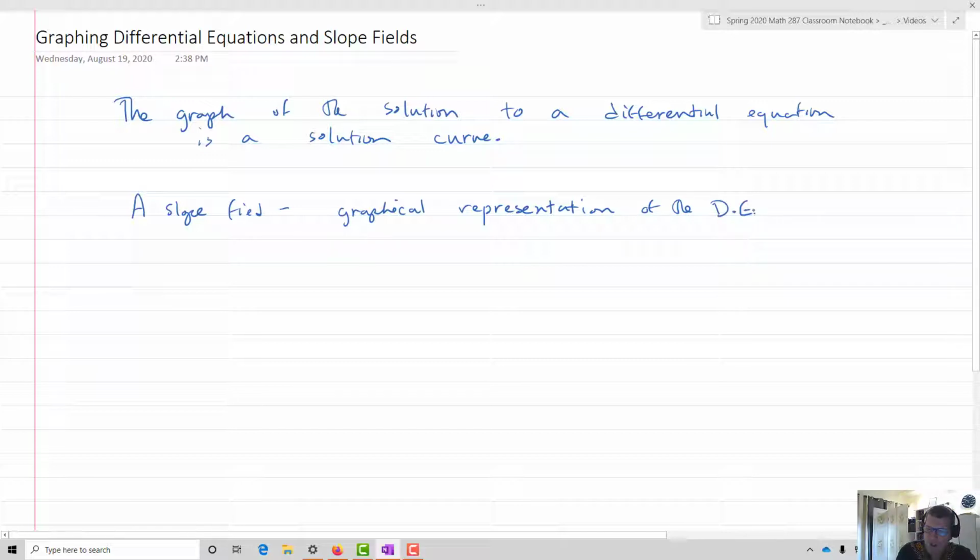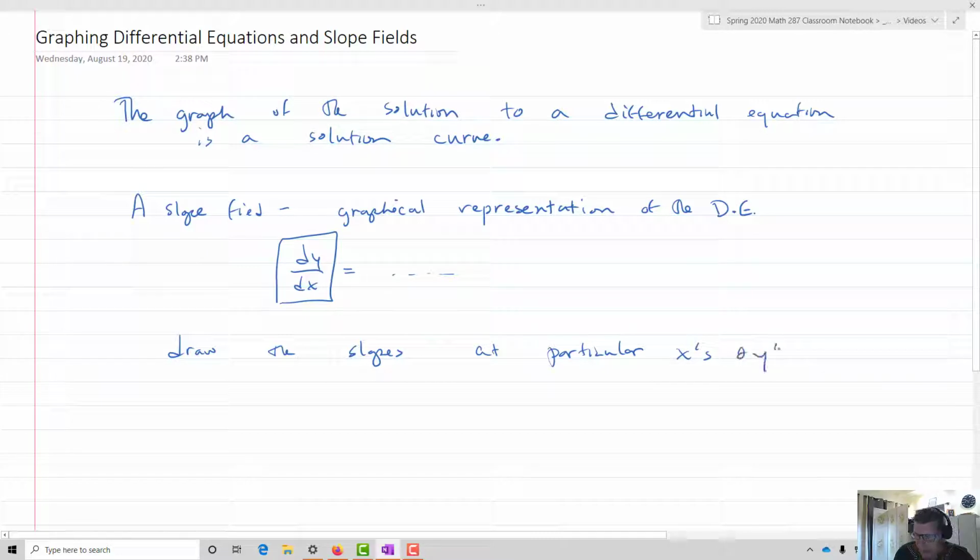Each differential equation, we generally are going to start out with something like dy dx equals something. And we notice that this here is the differential equation. That's the derivative. The derivative is the slope. So what we're doing in a slope field is we're going to draw the slopes at particular x's and y's. And what's going to seem a little bit different here is that not only are our slopes oftentimes going to change dependent upon x, they're also going to be changing dependent upon y.